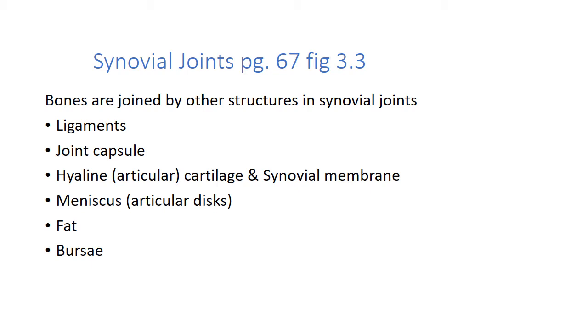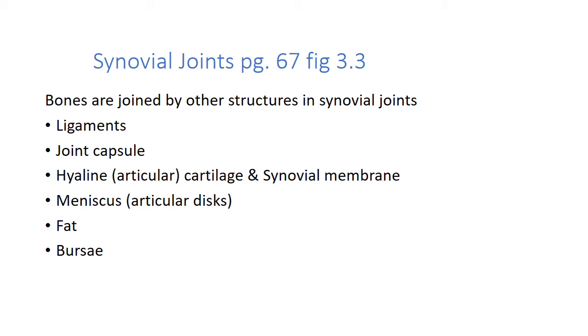The hyaline cartilage is the articular cartilage that is on the ends of the bone. It actually allows some cushioning and some shock absorption as well. And the synovial membrane is actually part of that joint. It produces synovial fluid. Synovial fluid actually separates the two bones in the joint space itself, because the bones aren't actually touching each other. The synovial fluid does a lot for cushioning and shock absorption.